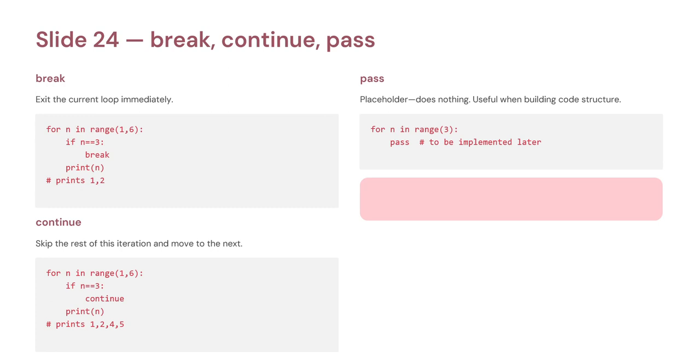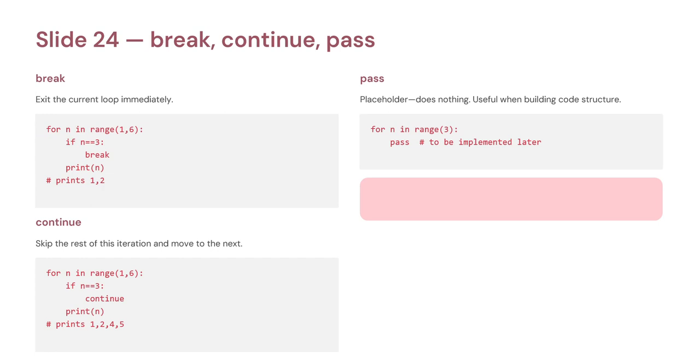So, number 2, continue statement. Now, let's understand continue. The continue statement does something different. It does not stop the entire loop, it only skips the current iteration and moves to the next one. Example: for n in range(1, 6): if n == 3: continue; print(n).